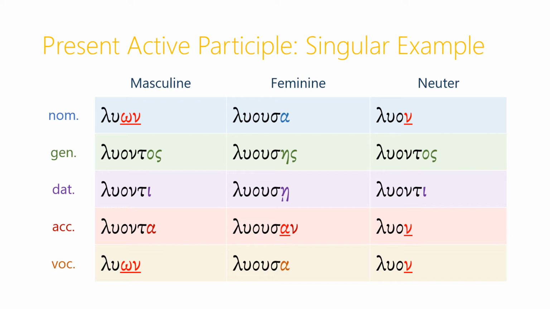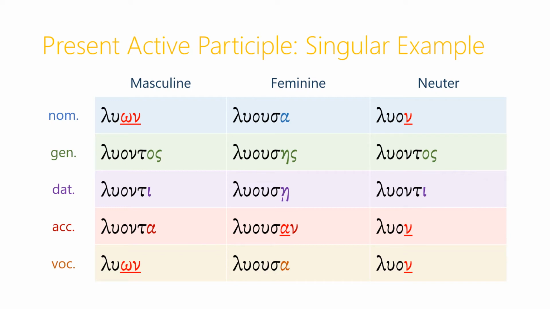With the feminine, it works just the same way, except that instead of third declension endings, feminine participles take first declension endings. And so we have the lu stem again, the us combination of the connecting vowel and voice indicator, and then alpha as the ending. And in the nominative, the feminine participle acts like an alpha class first declension noun, luusa.